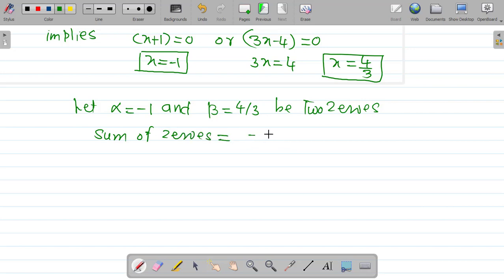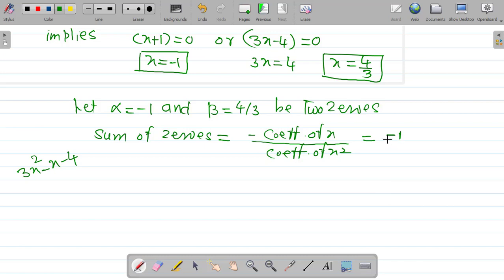Sum of zeros will be minus coefficient of x upon coefficient of x square. So what is coefficient of x in this polynomial? The polynomial is 3x square minus x minus 4. So what is coefficient of x? Coefficient of x is minus 1 upon coefficient of x square is 3. So this will be minus 1 by 3.